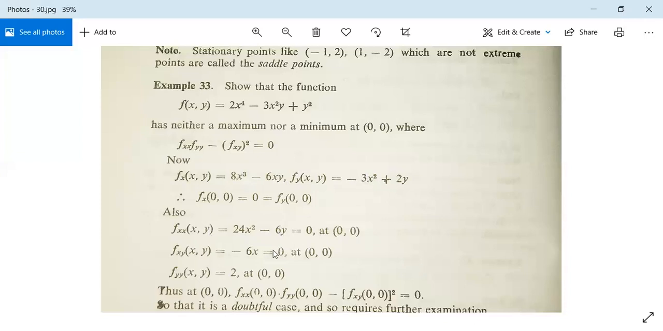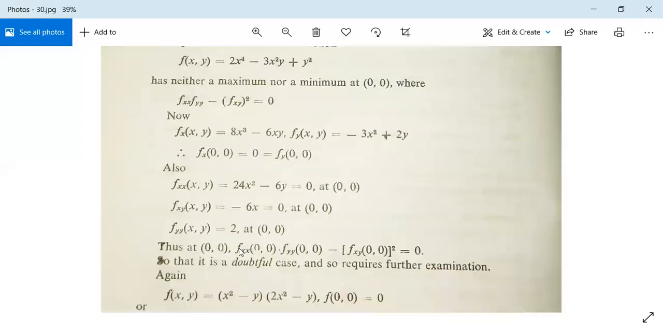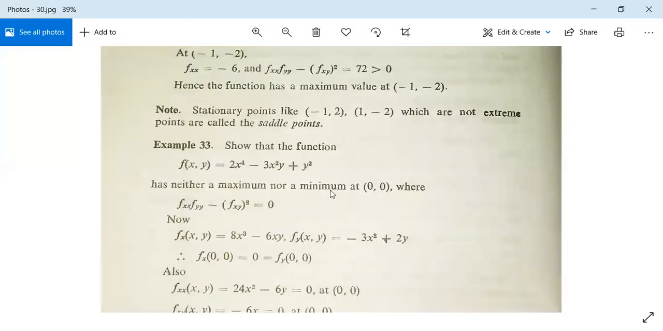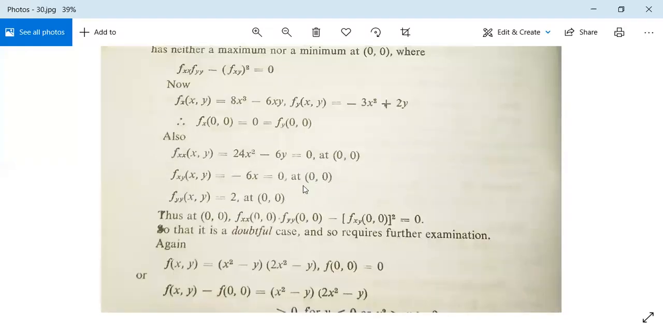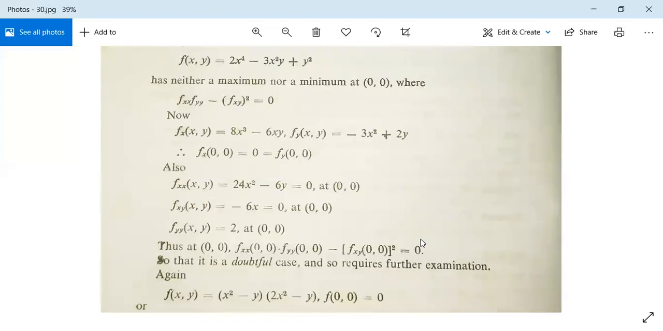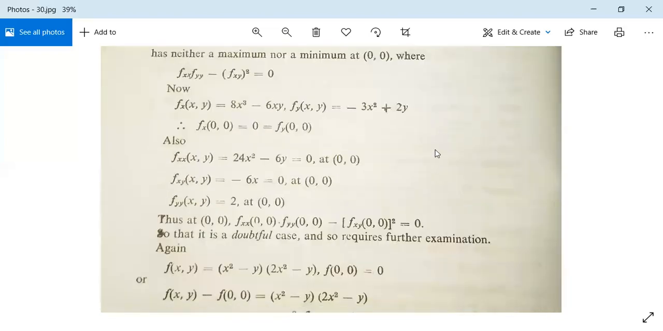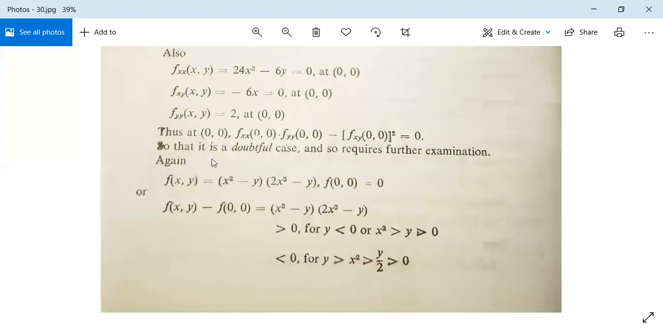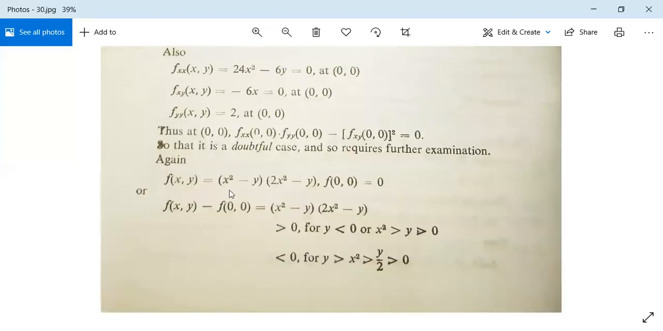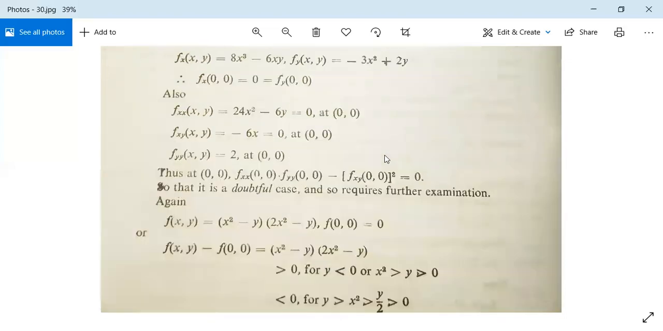So it is minus 6x. It means it is again 0 at 0, 0. Thus at 0, 0, fxx(0, 0) fyy(0, 0) minus fxy(0, 0) whole square is equal to 0. तो ये हमारा आ गया, it is your 0, hence it is a doubtful case, and therefore we need to look for further investigation. Again, f(x, y) is given as (x square minus y)(2x square minus y).